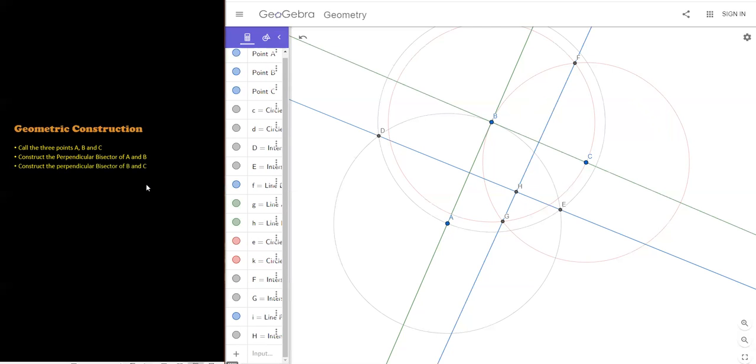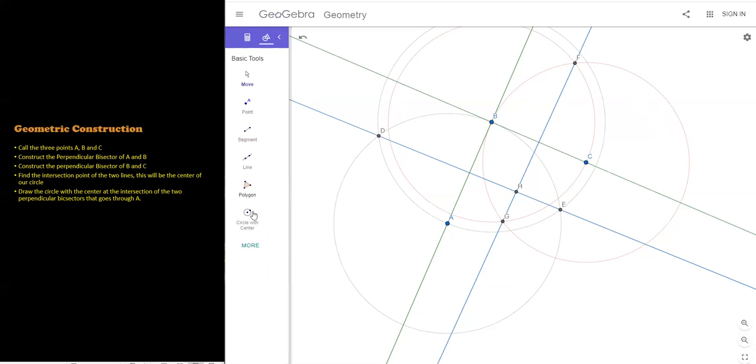So there's our perpendicular bisector of B and C. Then this intersection of our two lines is the center of our circle. So now we can just draw our circle. If I go back to my geometry tools, I can draw the circle with the center at H and edge at A, and lo and behold, this circle goes through all three of our given points, A, B, and C.